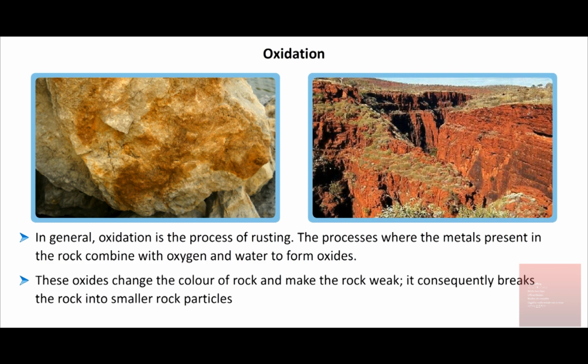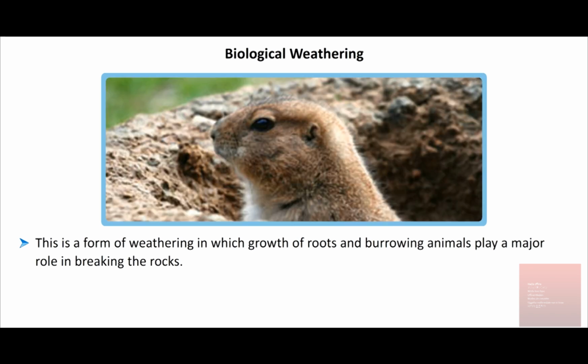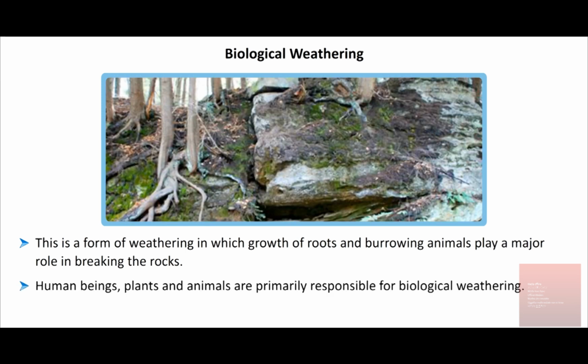These oxides change the color of rock and make the rock weak. It consequently breaks the rock into smaller rock particles. This is a form of weathering in which growth of roots and burrowing animals play a major role in breaking the rocks. Plant roots are the most efficient agents of the biological weathering.